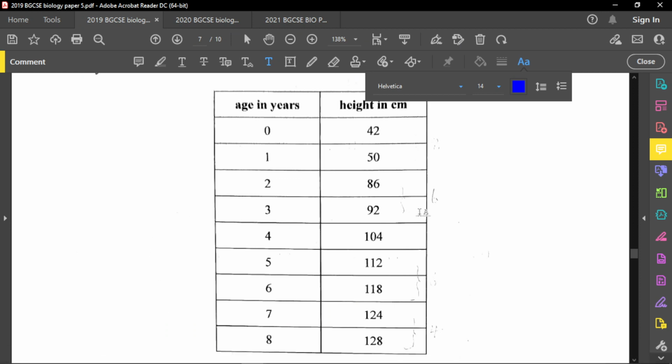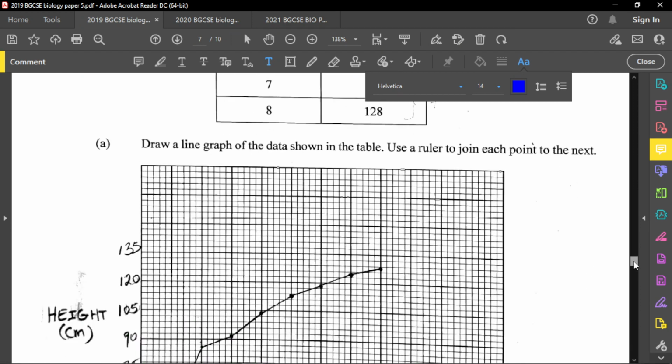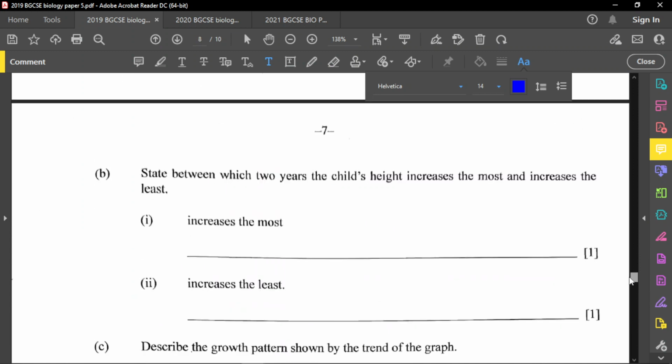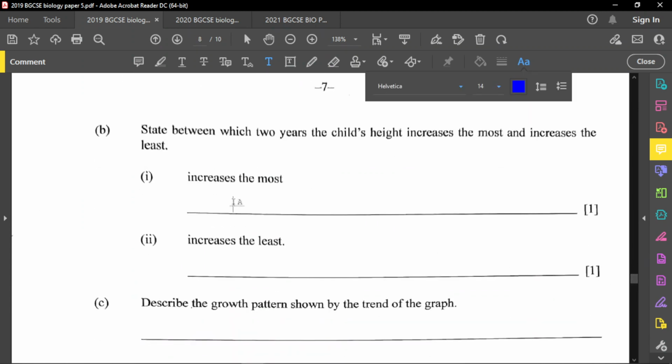So let's actually put that in now. Ages 1 and 2. I said it's going to be 1 and 2 here. All right, and you can say ages 1 and 2, and it said increases the least.